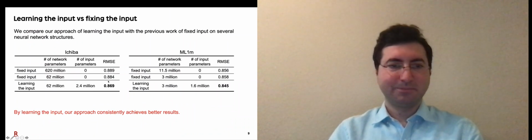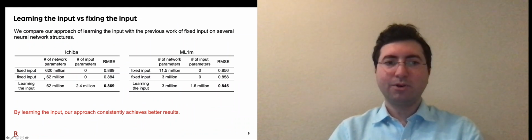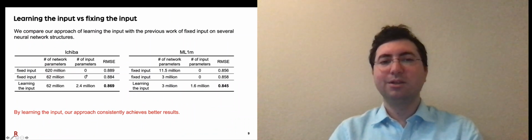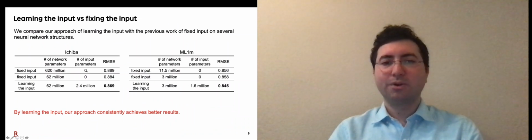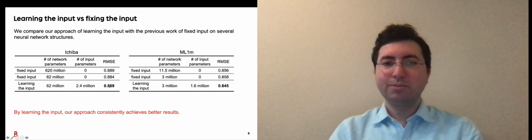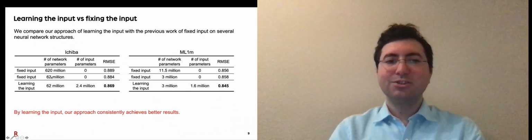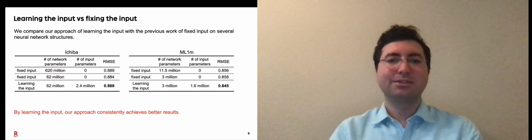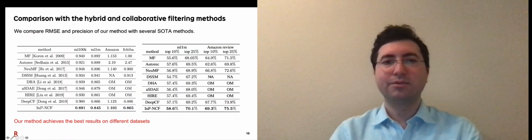Let's focus on Ichiba. As you can see, for the fixed input, we change the number of parameters such that they can have number of network parameters of 62 million to 620 million, but they don't have any input parameters. For us, we use 62 million parameters and 2 million input parameters. You can see that our approach achieves better results than both of these two structures. So essentially, it's not about increasing the number of parameters. It's about learning better parameters and learning the inputs to learn better representations. The same conclusion holds for the MovieLens 1M dataset.